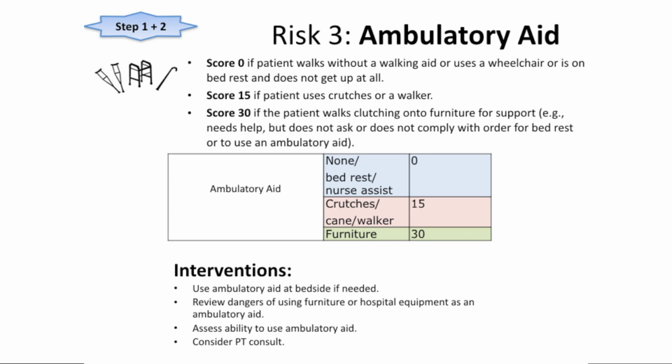So the interventions are that if a patient needs an ambulatory aid, we need to make sure that they have one at the bedside. We should be reviewing the dangers of using hospital furniture or any hospital equipment as an ambulatory aid. We should assess their ability to use the ambulatory aid, and if they need assistance with that, we would consult with physical therapy.